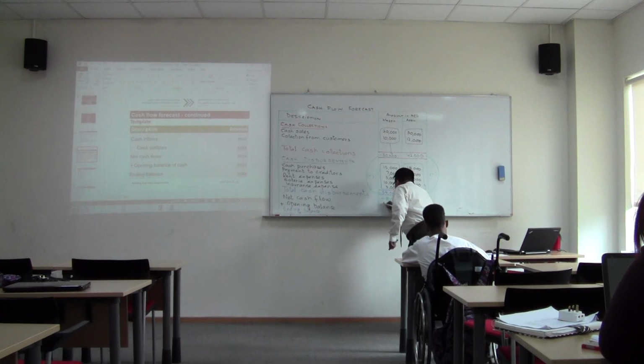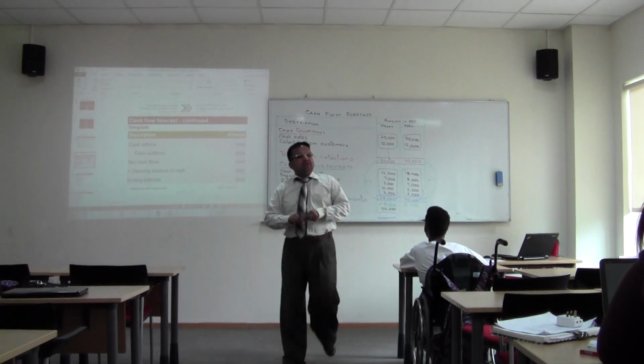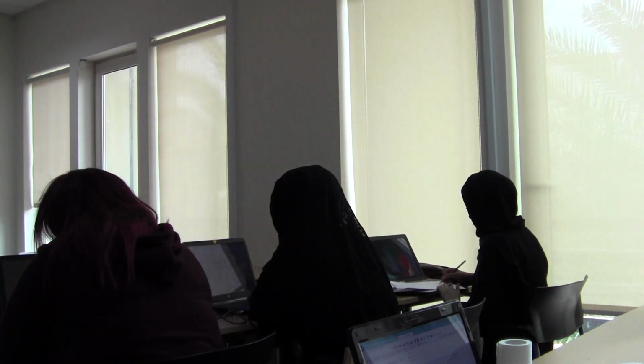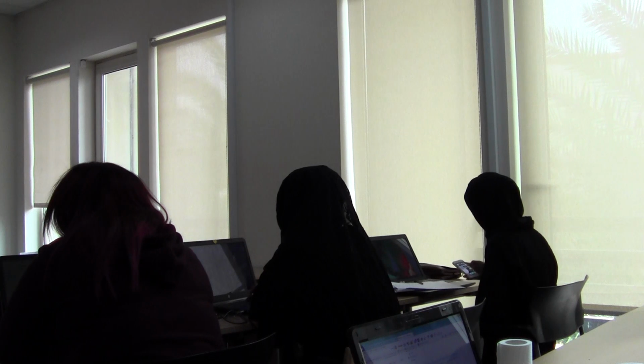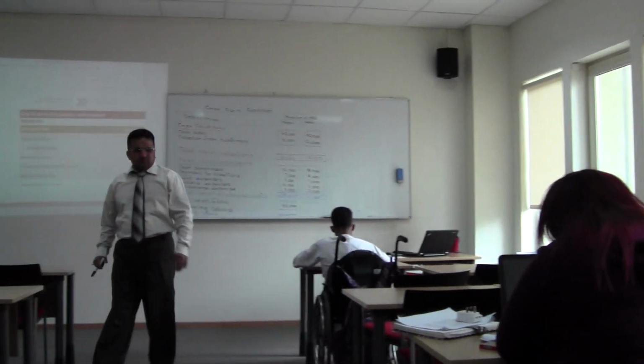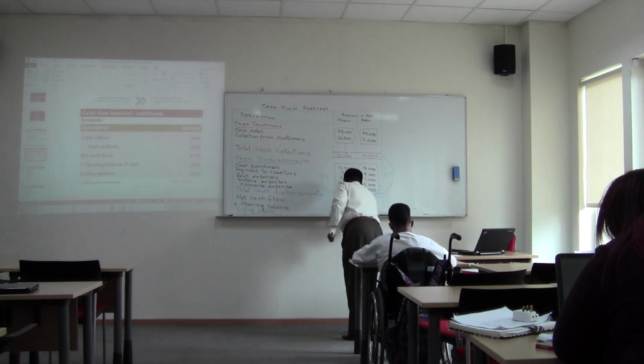We have 50,000 opening balance. You add them together. Minus 8,000 plus 50,000. Tell me what is the answer? 42,000. 42 minus 8 plus 50. Check it please in the calculator. Minus 8,000 plus 50,000. You have the calculator? Check it. Then we get 42,000.